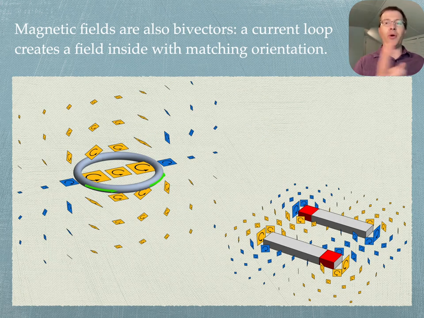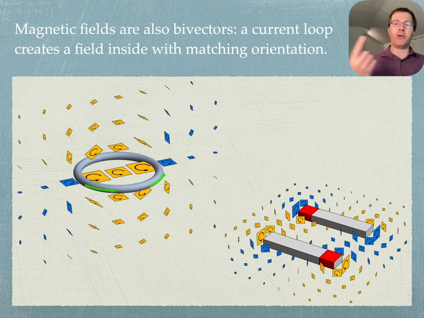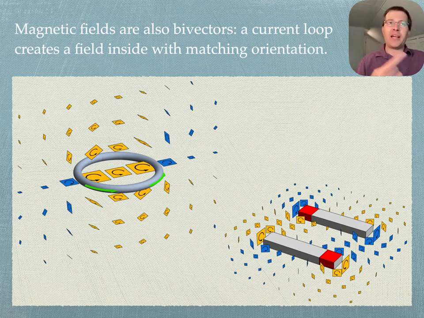There's magnetic fields that we can describe with bivectors. It turns out that if you have an electric current going in loops, generating a magnetic field from that electric current, the bivector tile representing the direction of the field in the middle of the loop is just a little tile with the orientation matching the way the current is going around the loop. It's as easy as that.